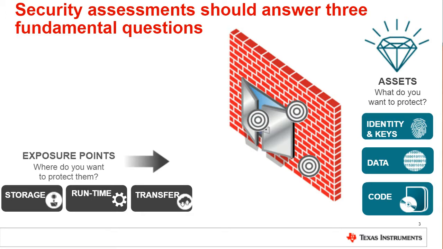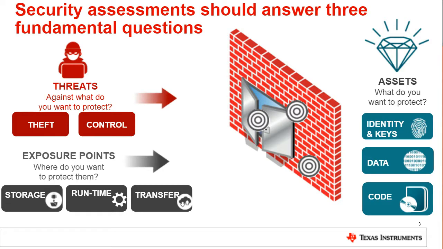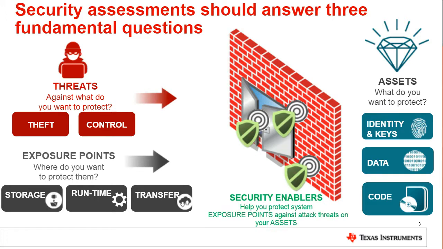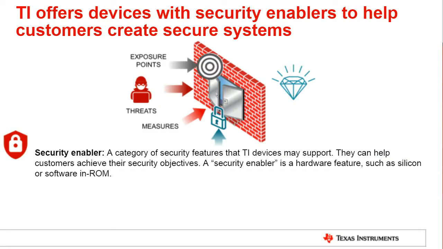Then the last question that you need to answer is, what are you really trying to protect against? Is it trying to prevent the asset from being stolen by some malicious entity, or just the asset being controlled by some sort of malicious entity? Once you've answered these three questions, you can typically start to narrow down what are the main security enablers that are important for your product or your system. And what we mean by a security enabler is a category of security feature that a semiconductor device or a TI device may support.